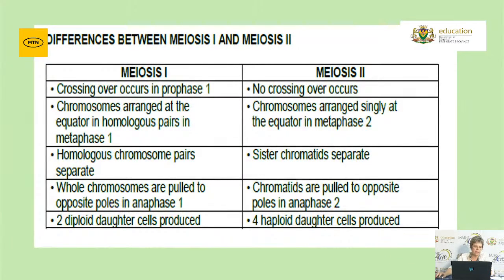Also, in the differences of meiosis 1 and meiosis 2, make sure that you know what the differences are between them in each phase. In prophase, remember in meiosis 2, there's no crossing over. And in meiosis 1, it's homologous pairs. And in meiosis 2, it's only chromosomes, as I mentioned before.